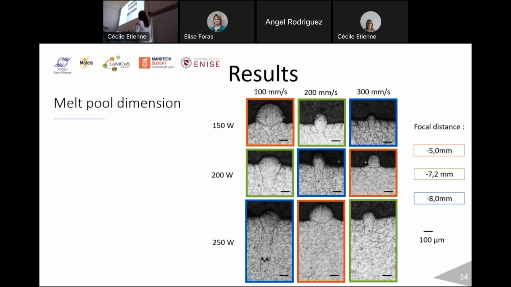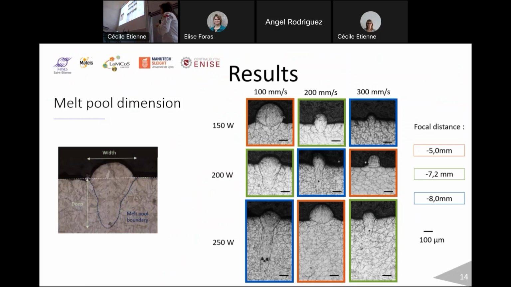So this is the melting pool. We can see that in some cases it's really deep inside the material, up to about 800 micrometers deep, and on the contrary, sometimes we are just on the material with no melting. So I measured the depth and the width of my melting pool.